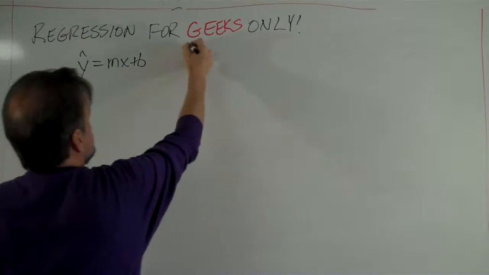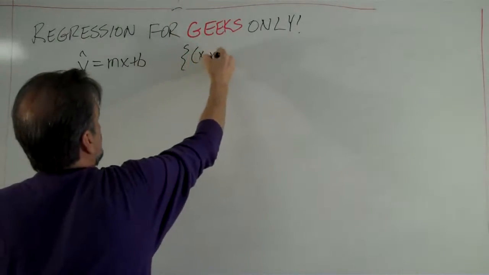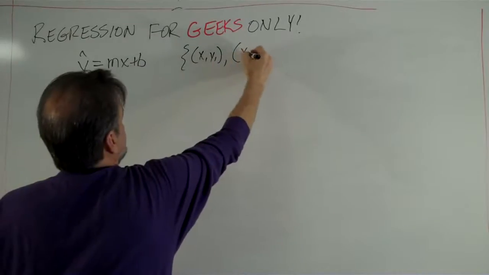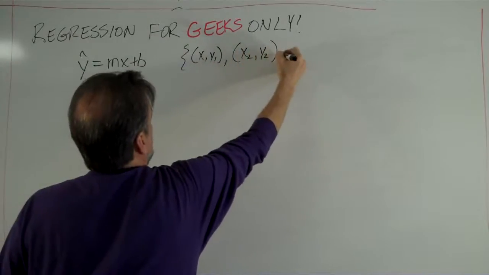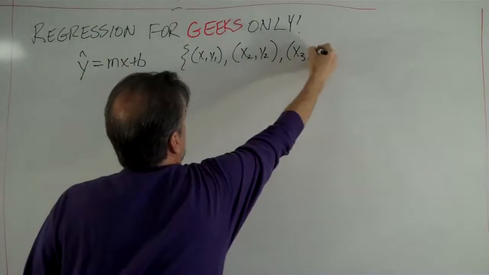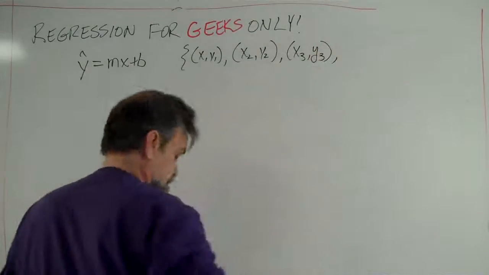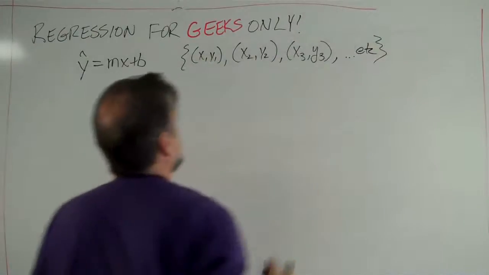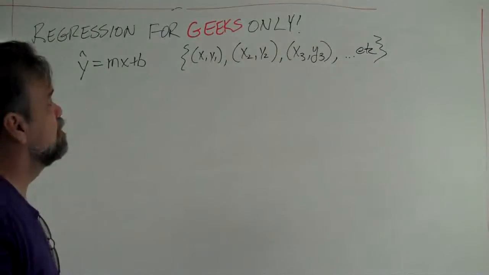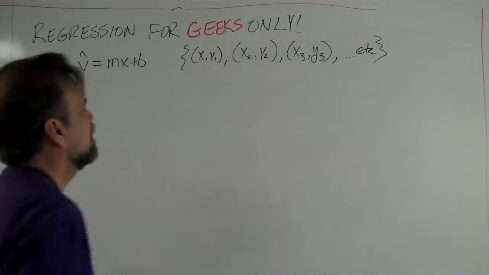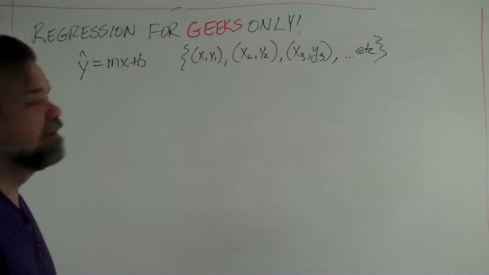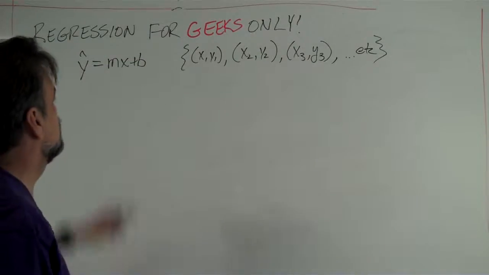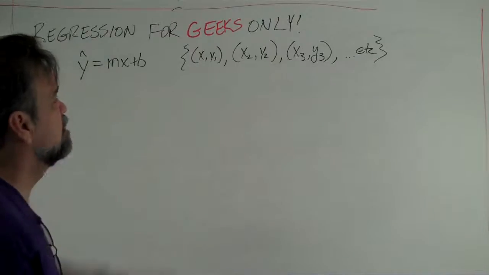Okay, we've got some set, x1, y1, x2, y2, x3, y3, etc. Okay? And what we're going to do is find the line that predicts this data the best.